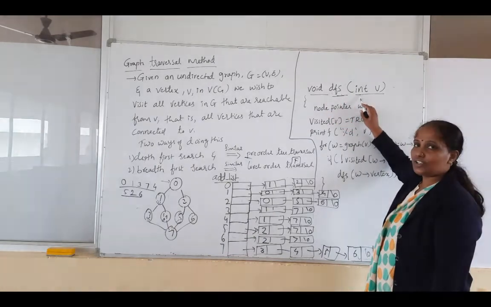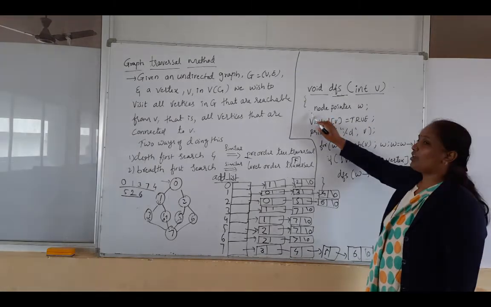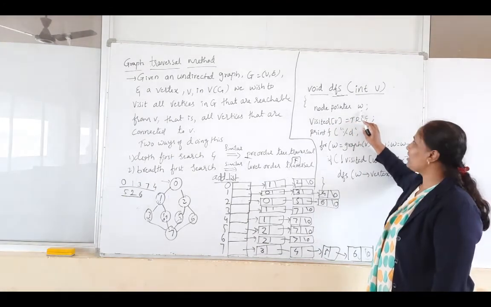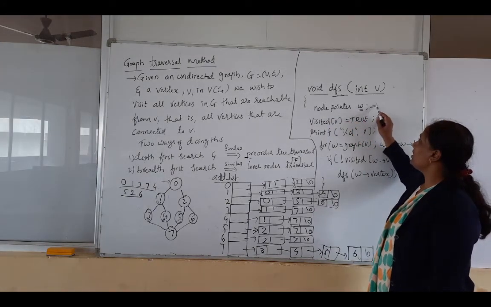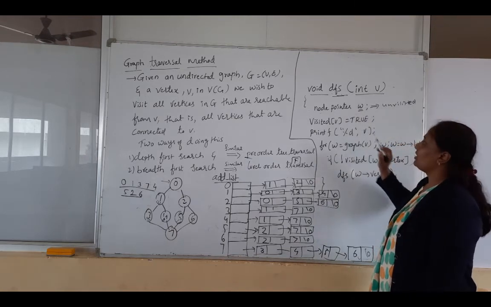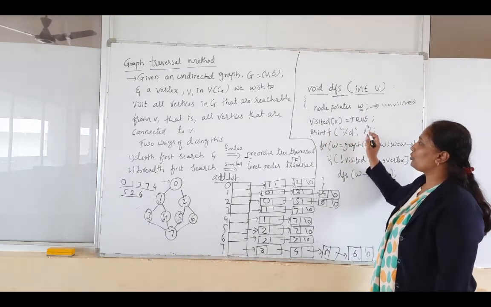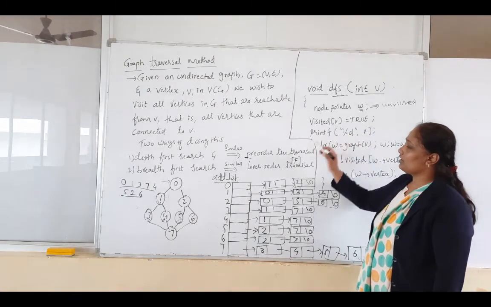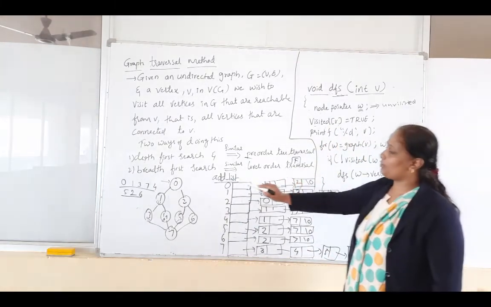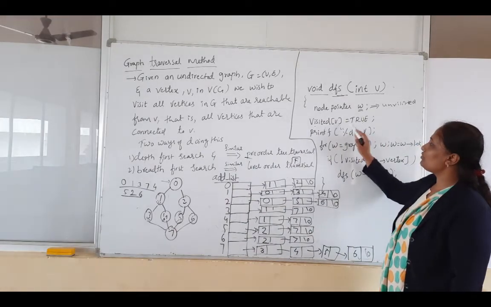Okay. Next, what value is it taking? It is taking a start vertex, that is V. Next, what had you written in this function? Node pointer W. So you had taken the node pointer W. W contains what? It represents the unvisited vertices. So node pointer W. Next, visited V equal to what? True. So the first vertex that you are going to consider as a start vertex, you are going to visit that first. So visited V equal to true. So here I will make vertex 0 true. So it indicates it is visited now.